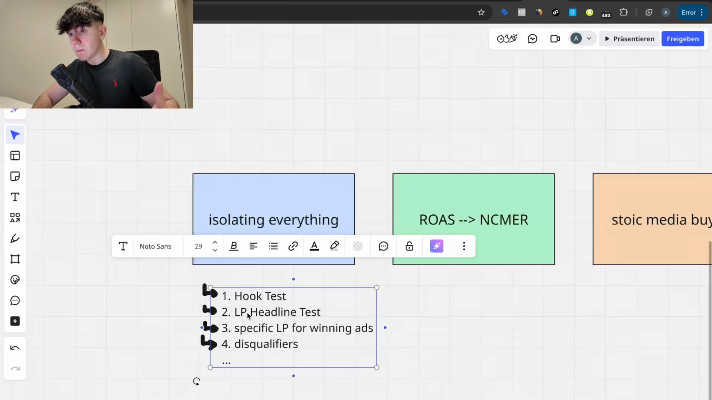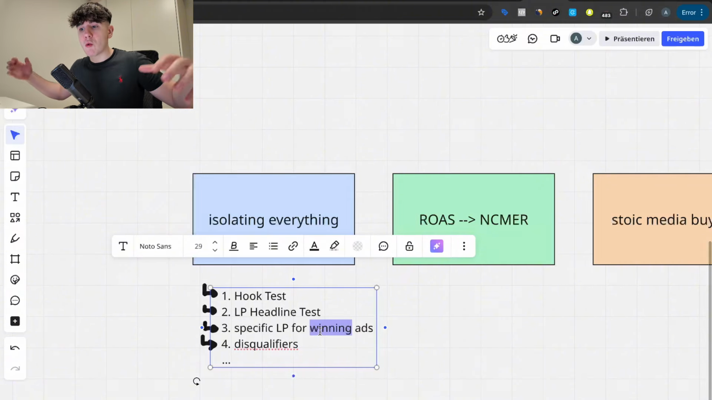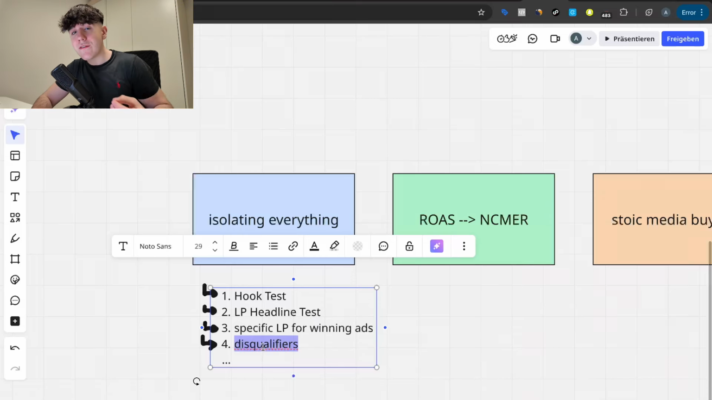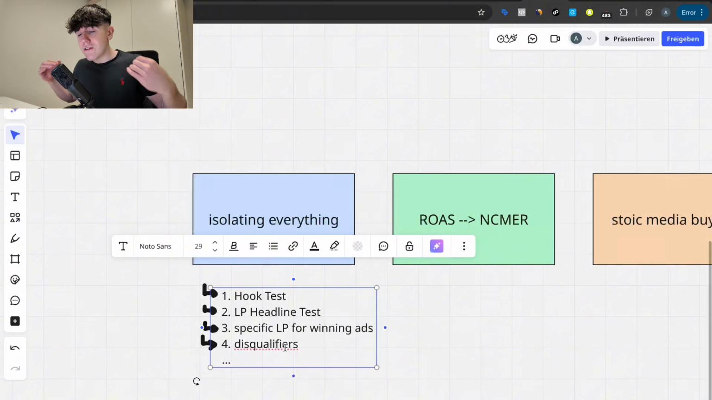Number 2, you can do the same thing for landing page headlines. Number 3 is that you can make specific landing pages for winning ads. There's no rule telling you that you cannot have 10 specific different product pages, redirecting each winning ad to the right one. Number 4, disqualifiers. Every single word in the script, every today, this week, this month, every piece of urgency is there for a reason. Very smart minds in creative strategy have put those pieces in there for a very specific reason.